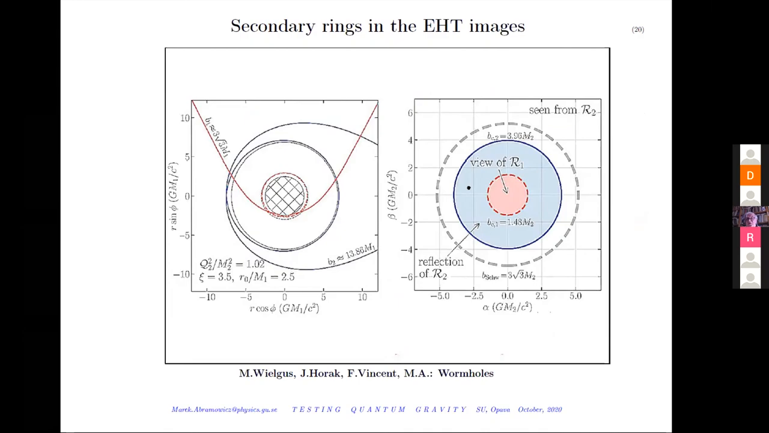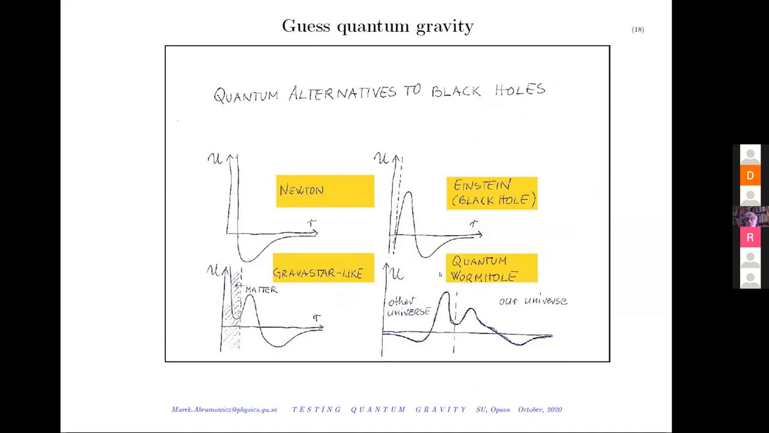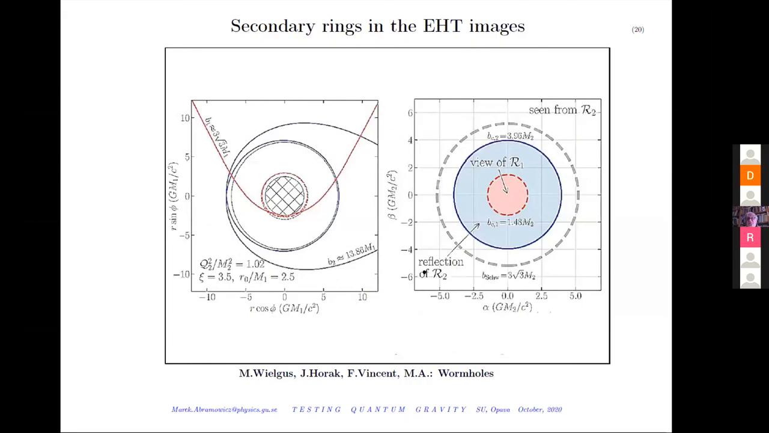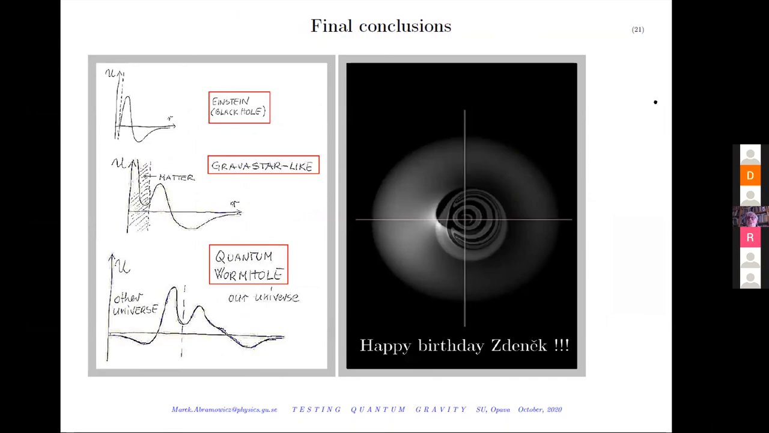What you claim is that there is a secondary ring, so-called, connected. So the first ring, the photon ring, is governed by the top of this potential barrier, and the second one is governed by this potential barrier. Fine. And that is all I have to say.